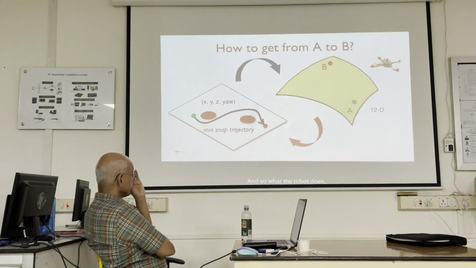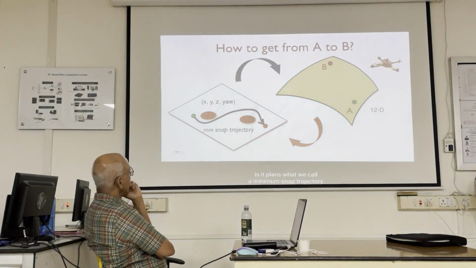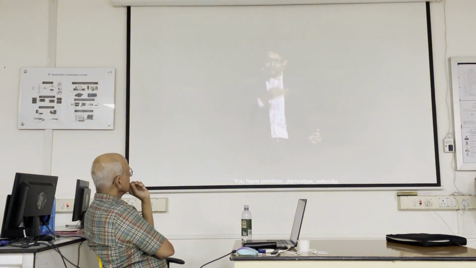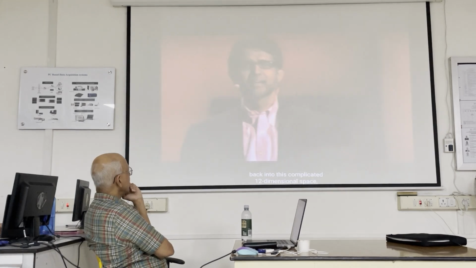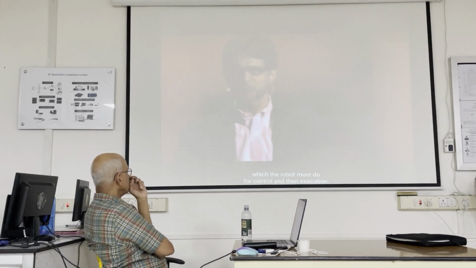And so what the robot does is it plans what we call a minimum snap trajectory. So to remind you of physics, you have position, derivative, velocity, then acceleration, and then comes jerk, and then comes snap. So this robot minimizes snap. So what that effectively does is produces a smooth and graceful motion. And it does that avoiding obstacles. So these minimum snap trajectories in this flat space are then transformed back into this complicated 12-dimensional space, which the robot must do for control and then execution.